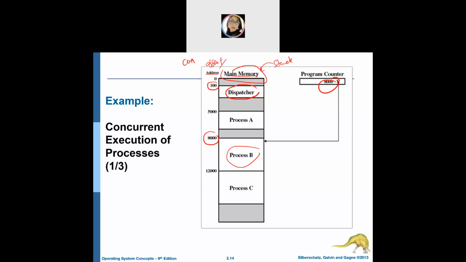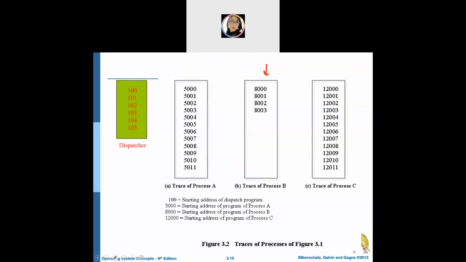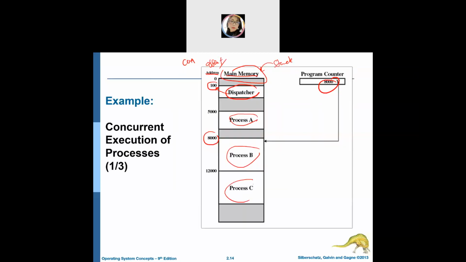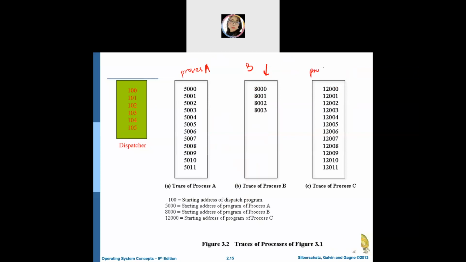So you have the offset, or you know it as a register. Now you can see in this example, the dispatcher is at the address of 100, and until 5000 here, it starts your process A. So this is process A, this is process B, and what else do you have? Process C.